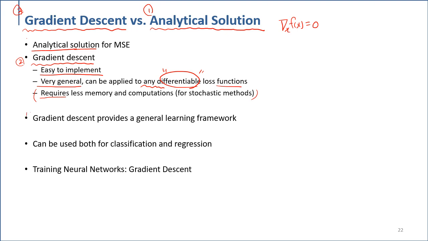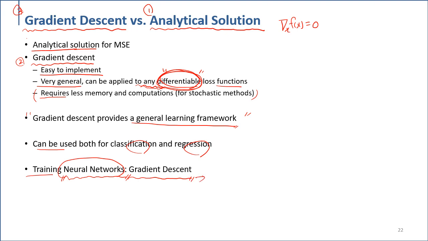So gradient descent provides a general learning framework. For any problem where you have a differentiable loss function, you can implement gradient descent optimization. So it's a very general learning framework, and it can be used for both classification and regression. I guess you have already heard about neural networks. For training artificial neural networks, gradient descent is a very key, important factor. We are going to see that later on.